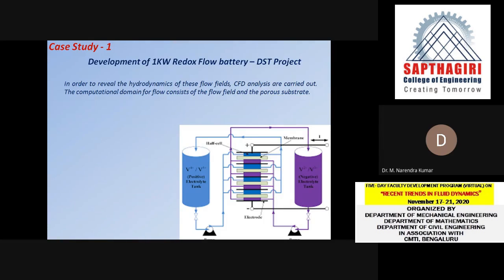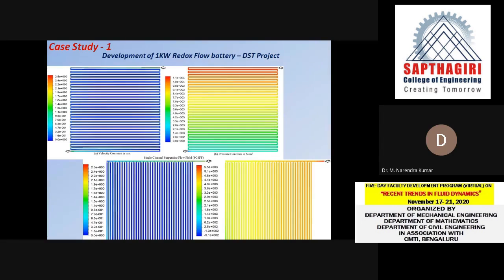Still more is there. The chemical aspect we are still working on. These are quite a few flow channels that we tried to design. This one is the serpentine flow channel, a single serpentine flow channel. This is the velocity contour and this is the pressure contour.